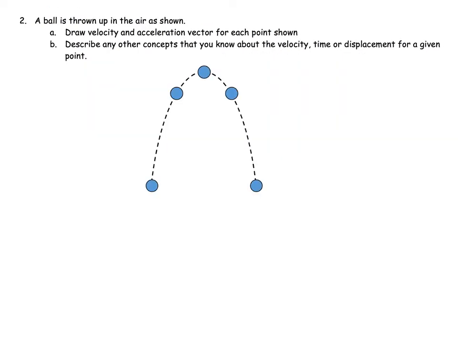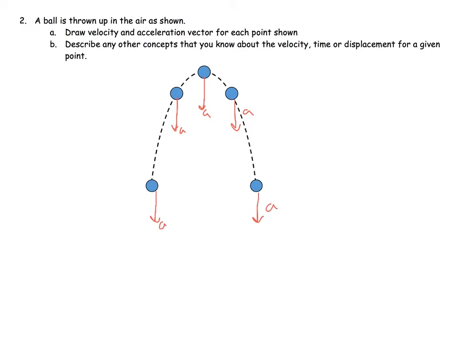Alright, for this one here, we have a ball thrown up in the air, and the first thing we want to do is draw the velocity and acceleration vectors for each point. I'm going to start with acceleration. That's actually the easy one. I know that at every single point, this object is accelerating down at 9.8 meters per second squared. So I should have a bunch of arrows, all with the same length, showing that that acceleration is the same the entire time.